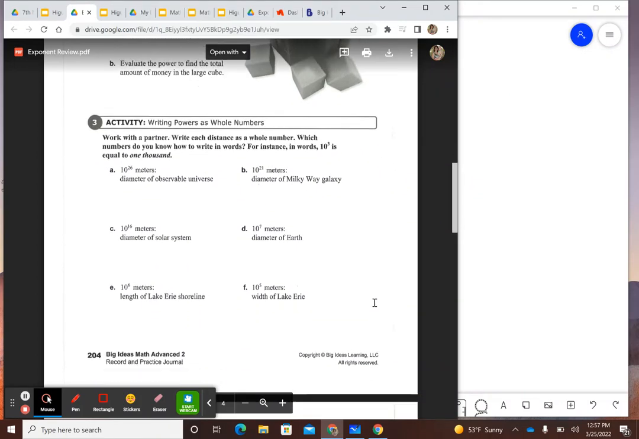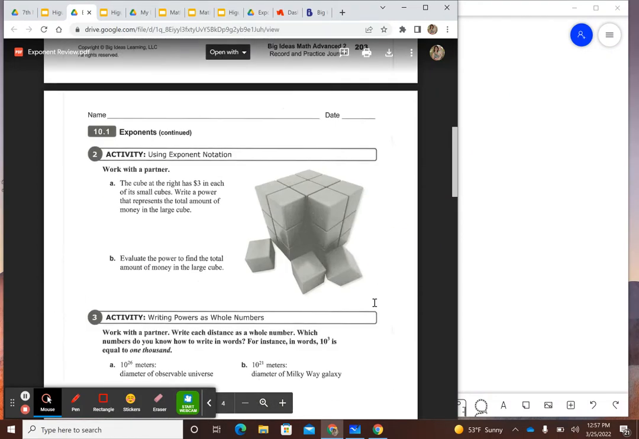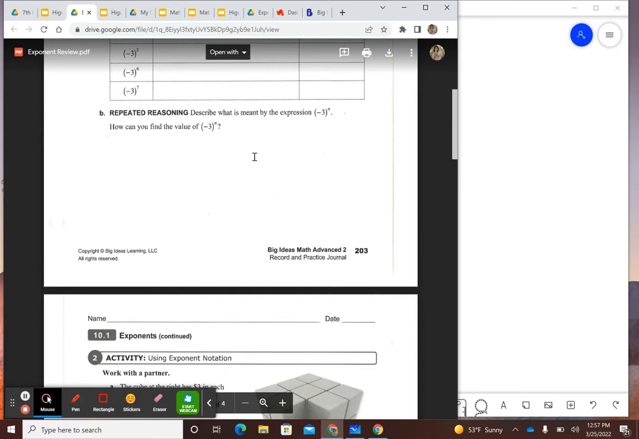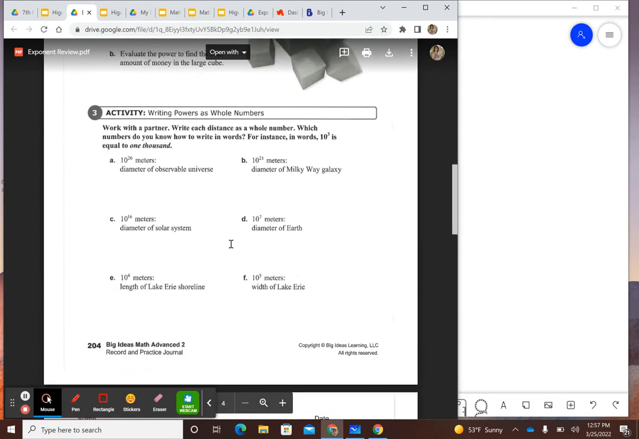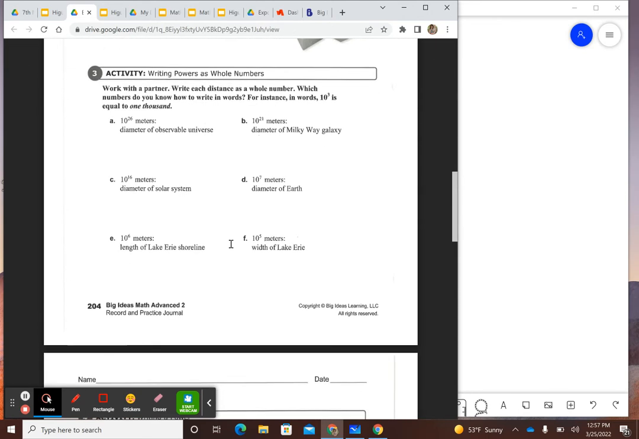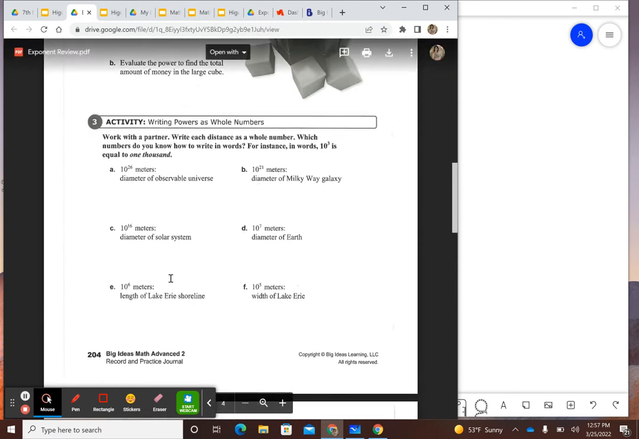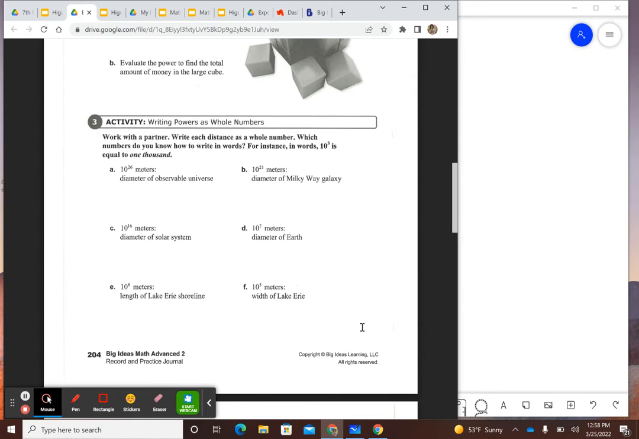All right, go ahead and go on to page 204. You can skip question B on page 203, and you can also skip the second activity on page 204. And we're only going to do part of activity 3. I just want to show you something real quick just to make sure you understand and can notice the patterns.